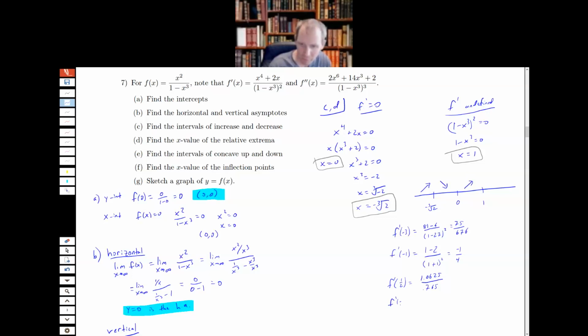And then something bigger than 1 I can plug in, and maybe a 2. Okay, so in the top I get 20, and the bottom 1 minus 8 is negative 7, but squared will give me a positive 49. Positive over a positive is positive. All right, so that's my increasing, decreasing intervals, which answers part C. I can see that at negative cube root of 2 it goes up and comes down, so we have a max, a relative max.